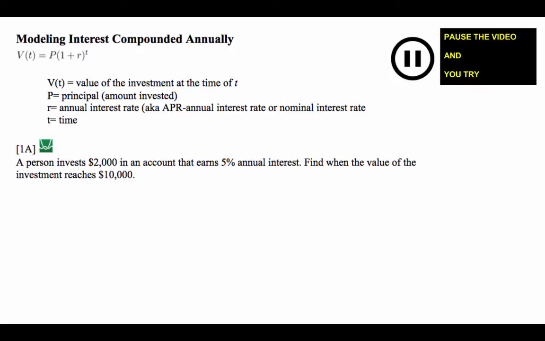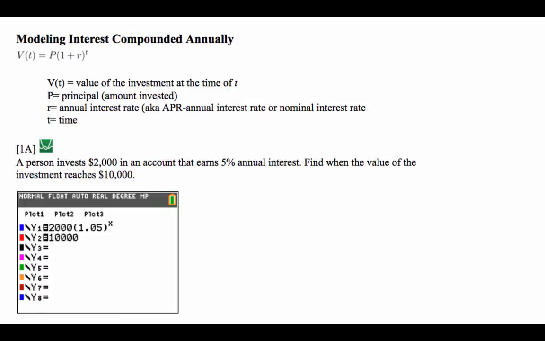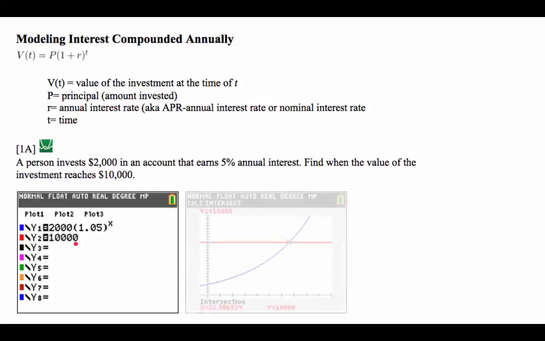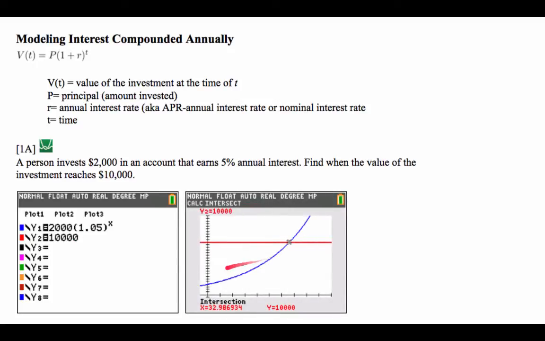Welcome back. So if you put it into the calculator, the first equation should be 2,000 times 1.05 to the x, because that's what this is right here: 1 plus the interest rate. The R is in decimal form, by the way. Okay, and then you want the second equation to be 10,000. When you graph it, this is what it looks like, and the intersection comes out to 32.986, so round up to 32.99, practically 33 years.